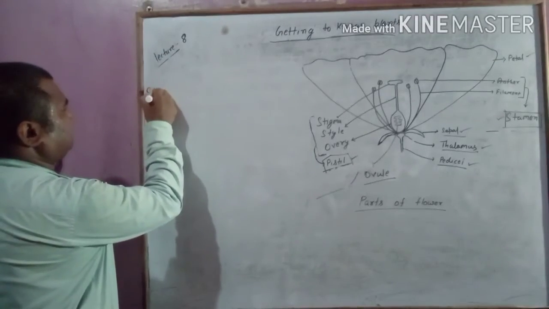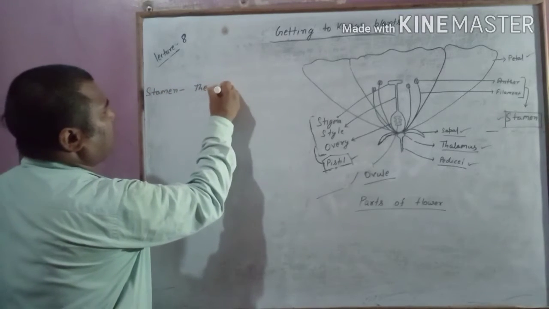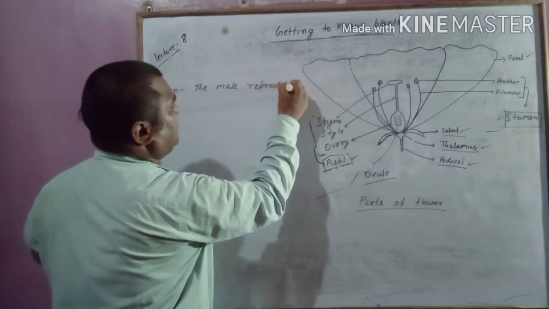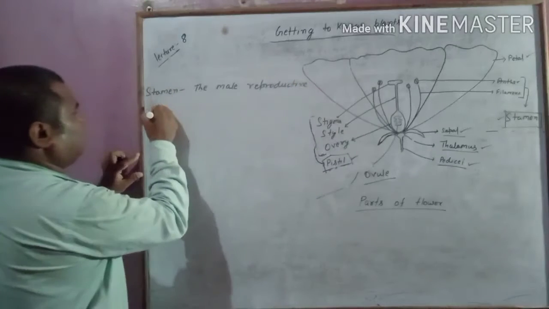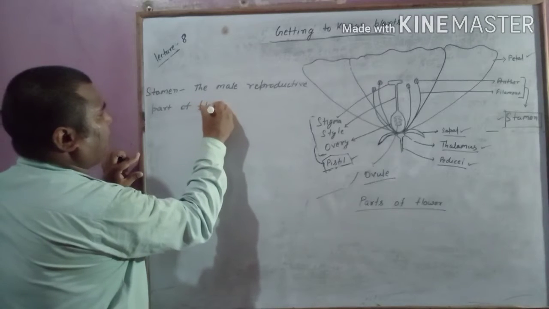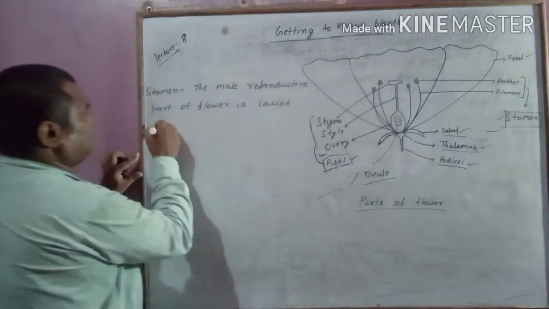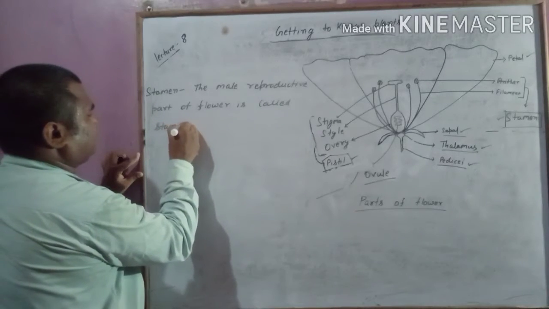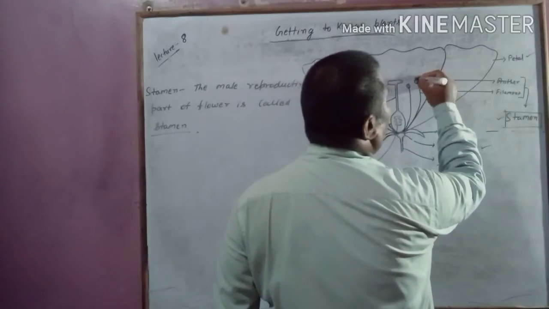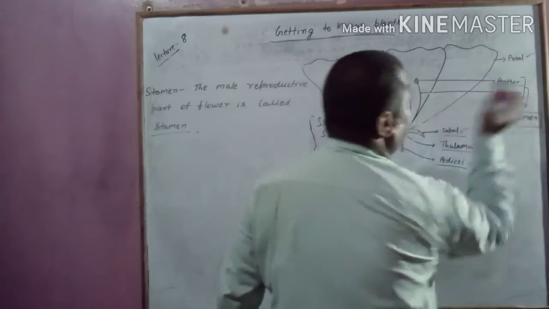Stamen. The male reproductive part of a flower is called stamen. It has two parts. This swollen part is called anther, and this stalk-like structure is called filament.